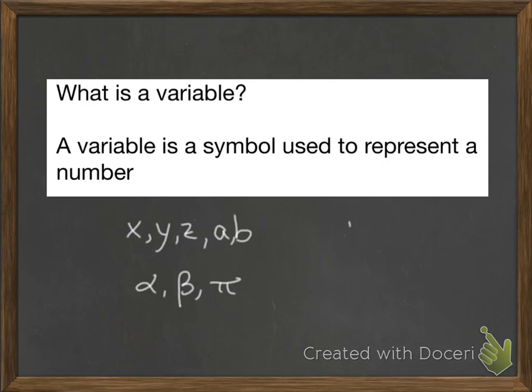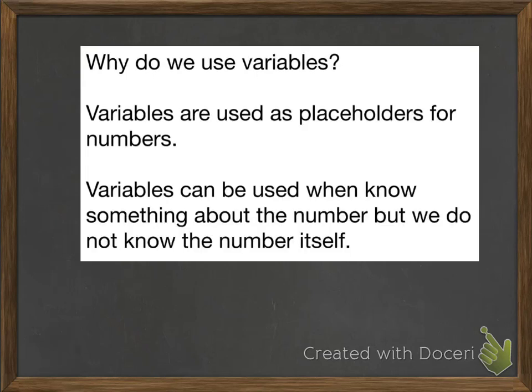Honestly, you could even use emojis. You could use like a smiley face or a sad face to represent a number. The point is that it's a symbol. Again, we go to the alphabet just for sheer convenience, but it really doesn't matter what the symbol is as long as we understand that it's representing a variable. So why do we use variables? Well, there are times that we have information about a number, but we don't quite yet know what that number itself is. So variables act as placeholders for numbers.